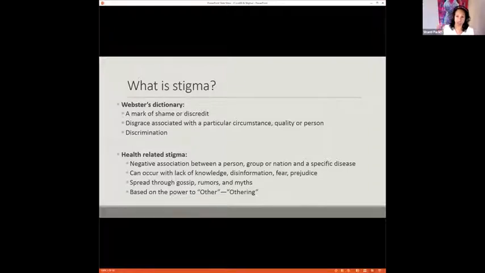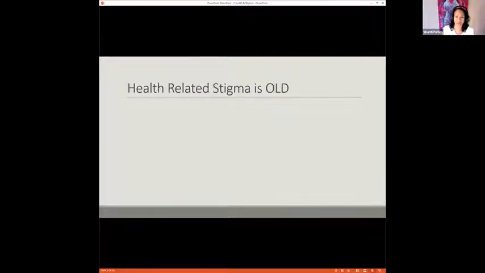So it's usually a particular group who has power or has some sort of status in the inequality matrix over another group. So what does this have to do with health? Health-related stigma is very old, and historians have been studying it for a long time. Just to give you an idea of how you can apply it to other illnesses that you all might be interested in historically.